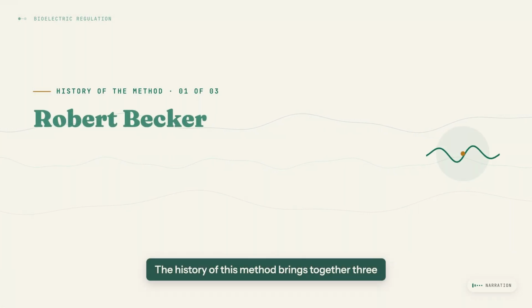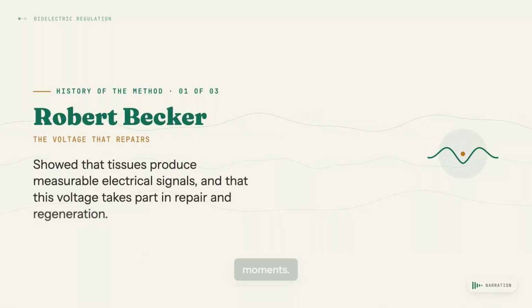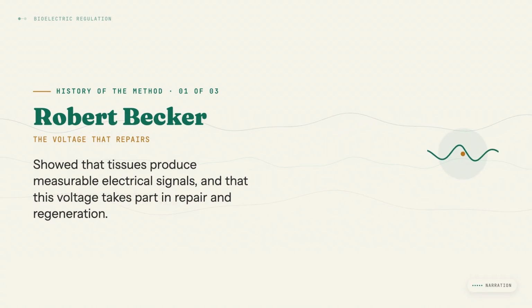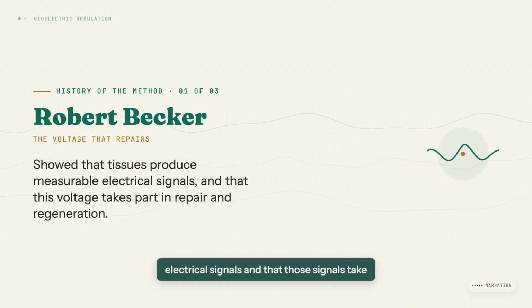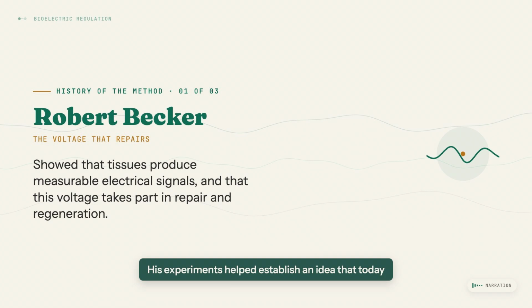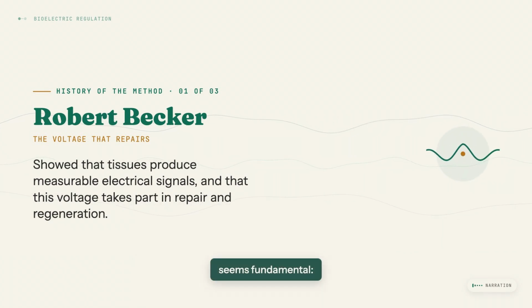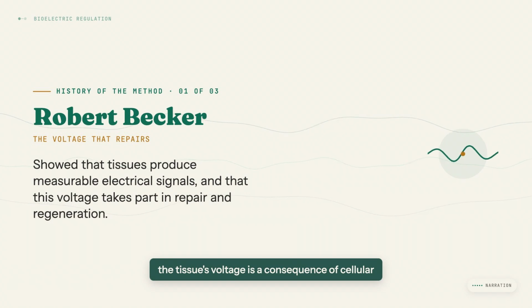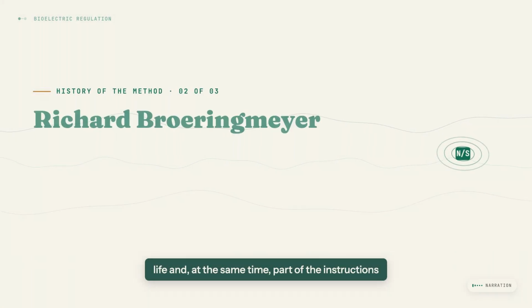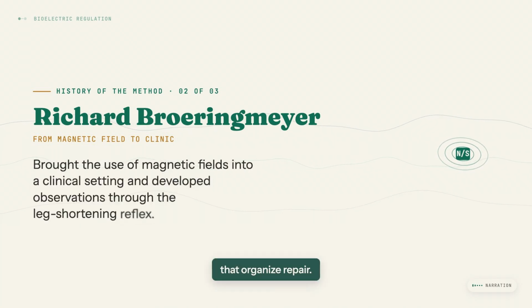The history of this method brings together three moments. Robert Becker showed that tissues produce measurable electrical signals and that those signals take part in processes such as repair and regeneration. His experiments helped establish an idea that today seems fundamental. The tissue's voltage is the consequence of cellular life and at the same time part of the instructions that organize repair.